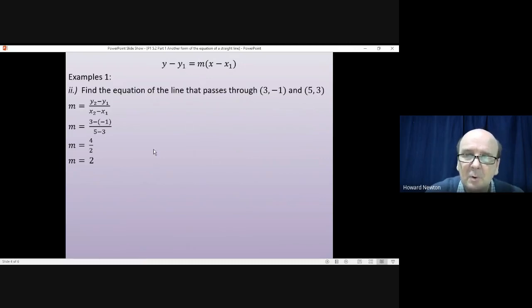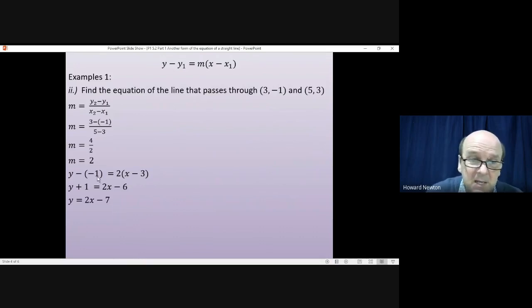And I'll do both points one at a time just to show that it doesn't matter and that you can choose either one. So first of all, choosing the first point, which has got coordinates 3, minus 1, if I substitute that into here, I'll get y minus minus 1 is equal to 2, the gradient, times by x minus 3. Multiplying out the brackets, that will give us y plus 1 is equal to 2x minus 6. And rearranging that into the standard form gives us y equals 2x minus 7.